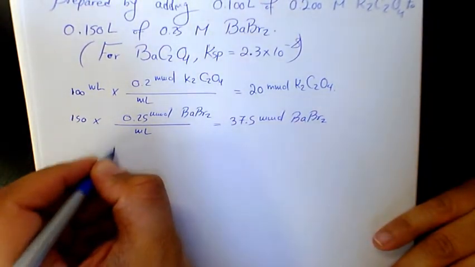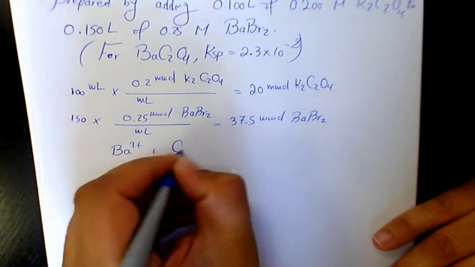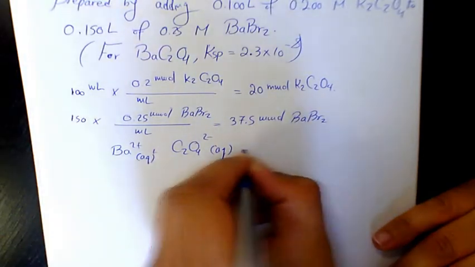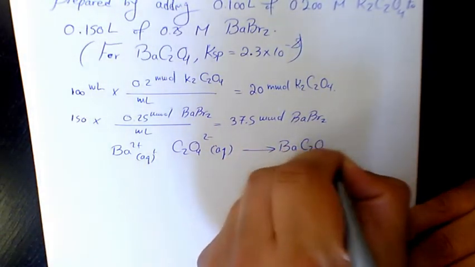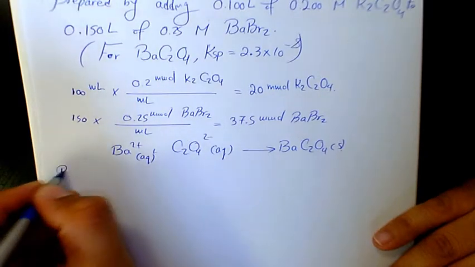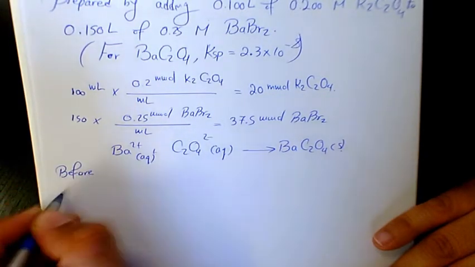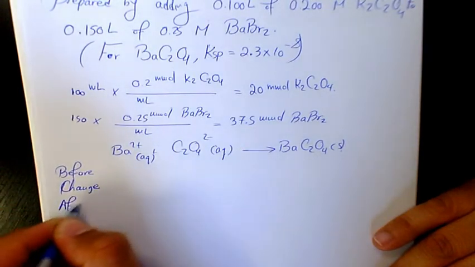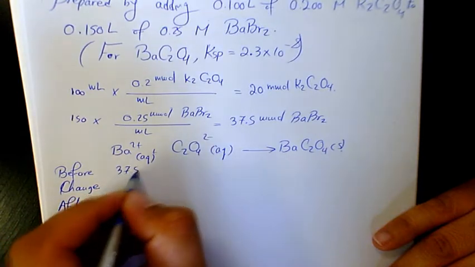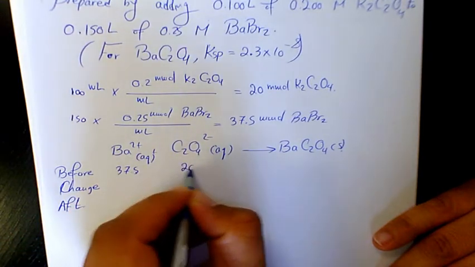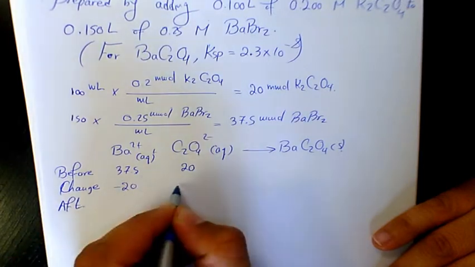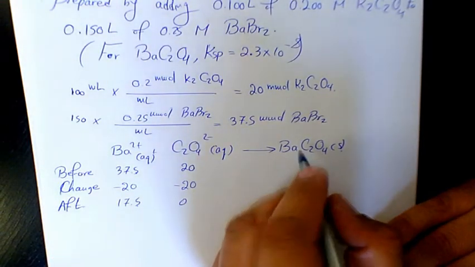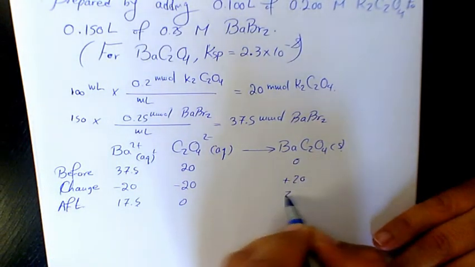Then we have barium reacts with oxalate to completion, and it's going to produce barium oxalate in solid form. So we have before, change and after. Before we have 37.5 of this, and here we have 20. So negative 20 is going to be 0, and this one 17.5, and barium oxalate is going to be 20.